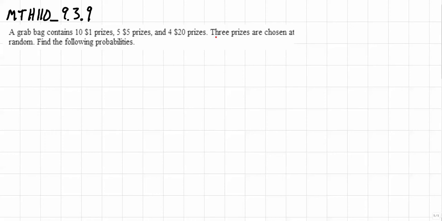The first thing is that 3 prizes are chosen at random. So that means that there's always going to be 3 out of the total that will be chosen. We're given 10 $1 prizes exist, 5 $5 prizes exist, and 4 $20 prizes exist. So we need to understand what the total number of prizes are, because that will define how we're going to do these probabilities.